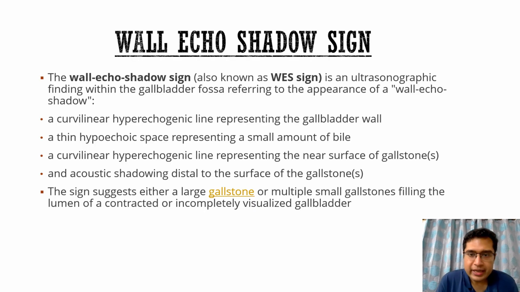So wall echo shadow sign is an ultrasound sign which is seen in the GB fossa, which refers to a curvilinear hyperechoic line representing the wall, a thin hypoechoic space representing a small amount of bile, and a curvilinear hyperechoic line representing the near surface of the gallstone, and acoustic shadowing. The sign suggests a large gallstone or multiple small gallstones filling the lumen of a contracted or incompletely visualized gallbladder.